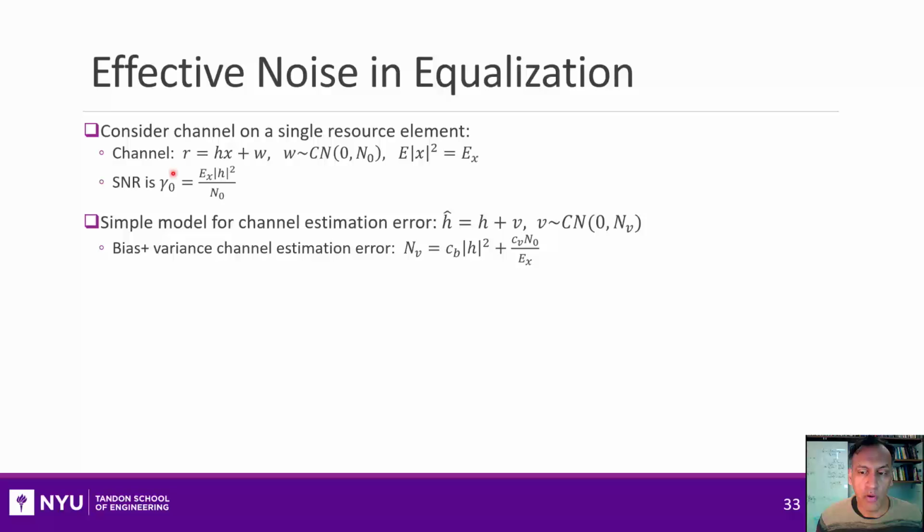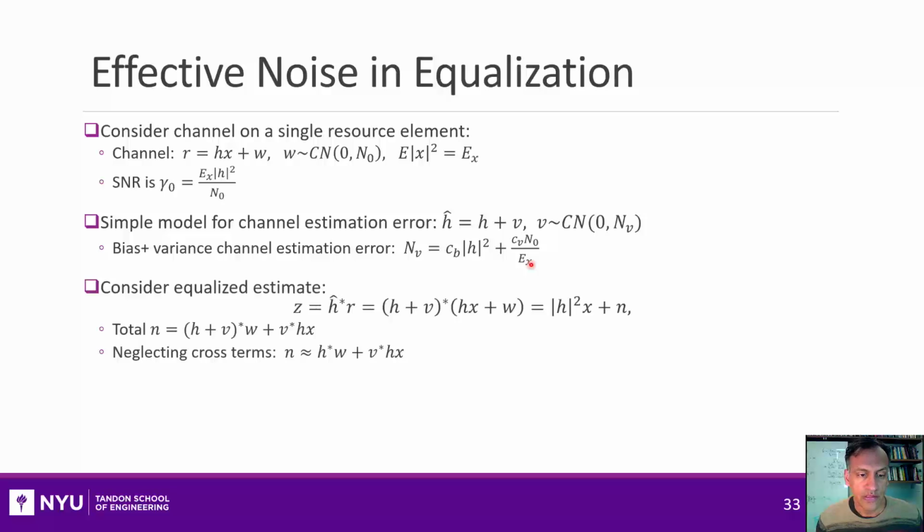Now, here's a simple model for the channel estimation error: H hat is equal to H plus V, and that variance is a sum of two terms, as we said: the bias squared term, which scales with H squared, and the variance term, which scales with N0 over Ex. Now, imagine I take that channel estimate and do my equalization by taking the conjugate of H hat and multiplying it by this.